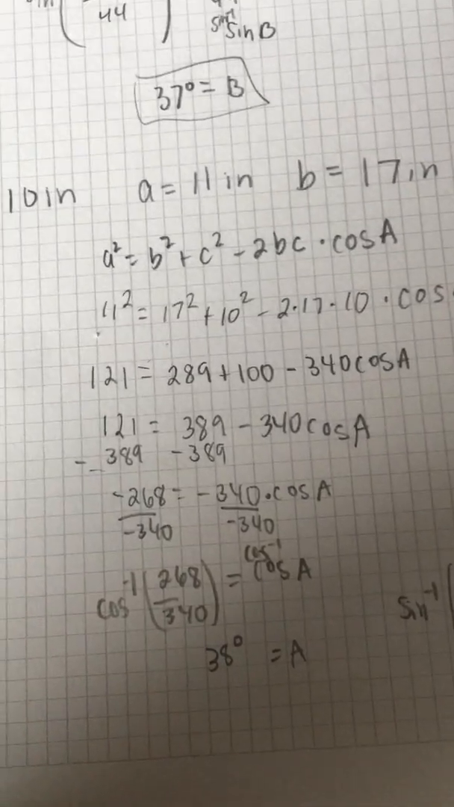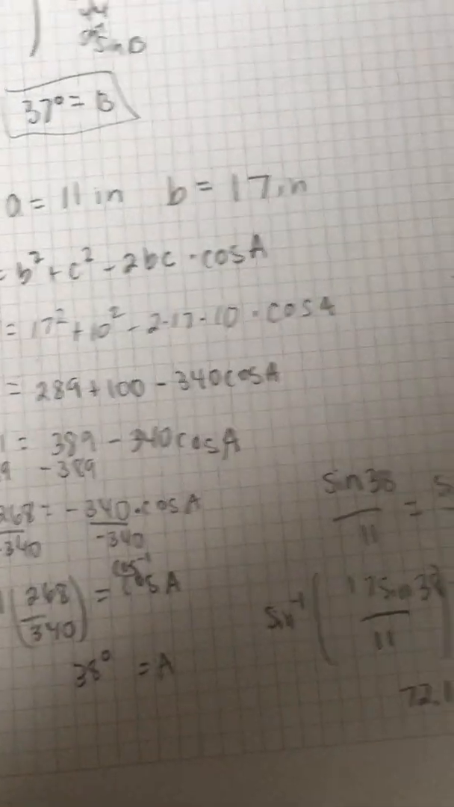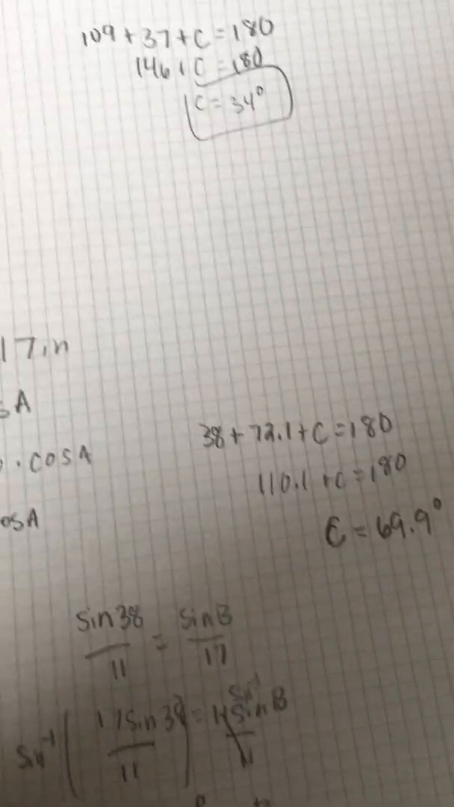Again, we're in degrees, so you want to make sure your mode on your calculator is in degrees. Given three sides, we found all three angles. That is how we know we're done.